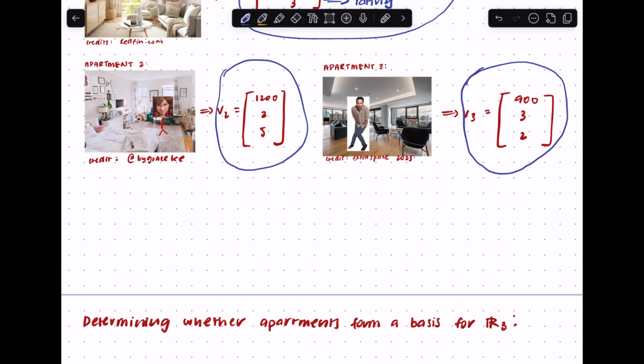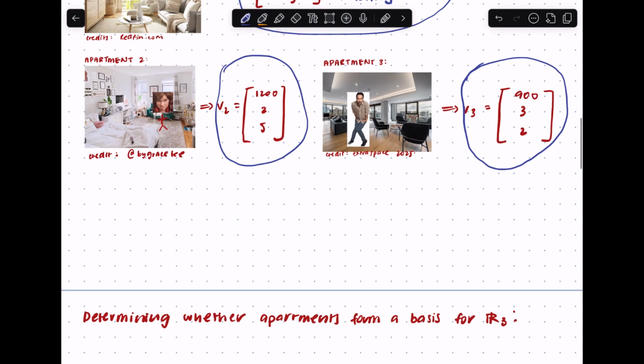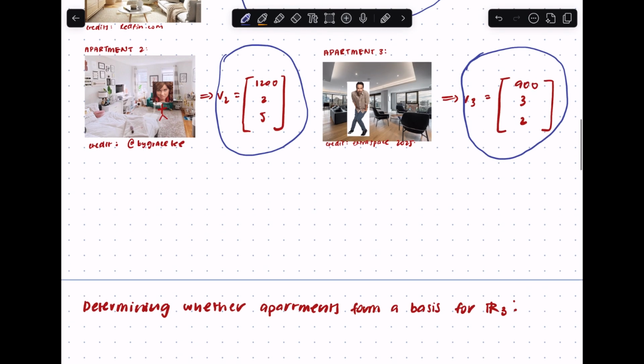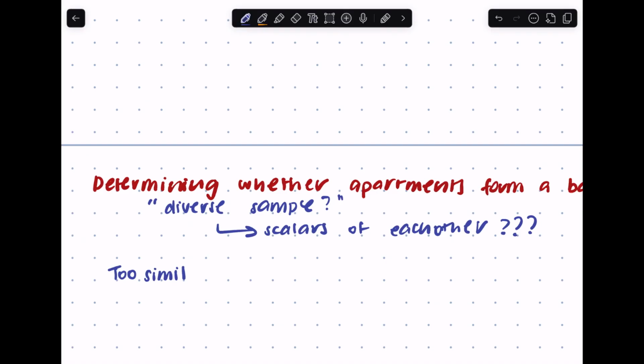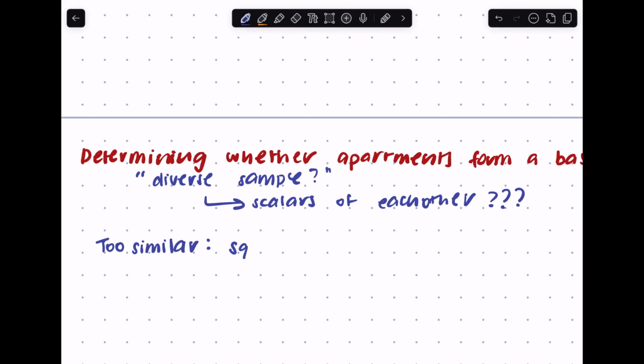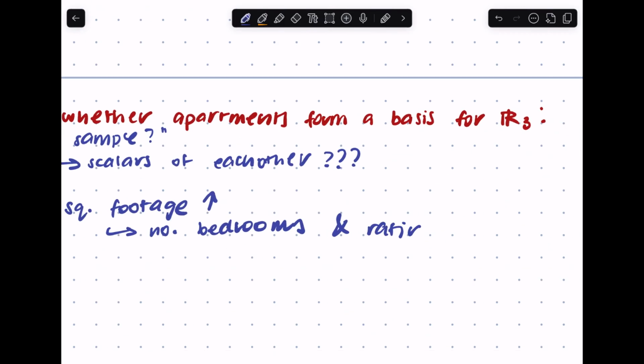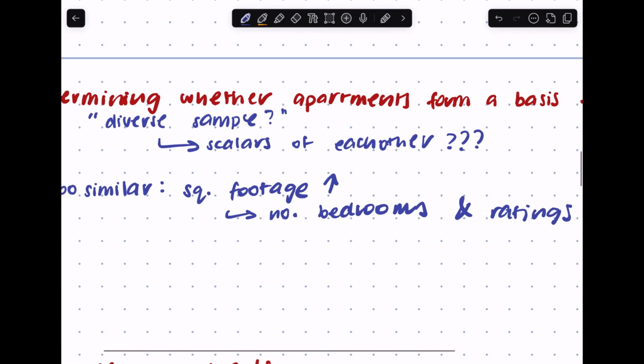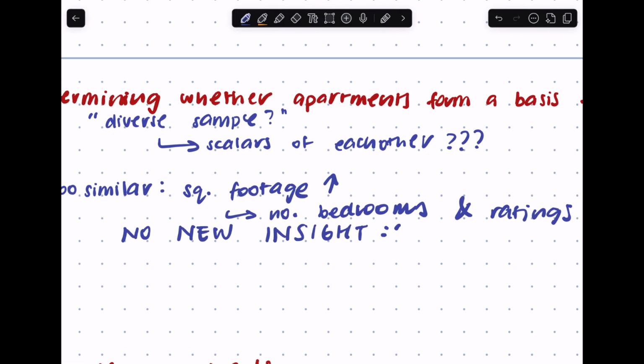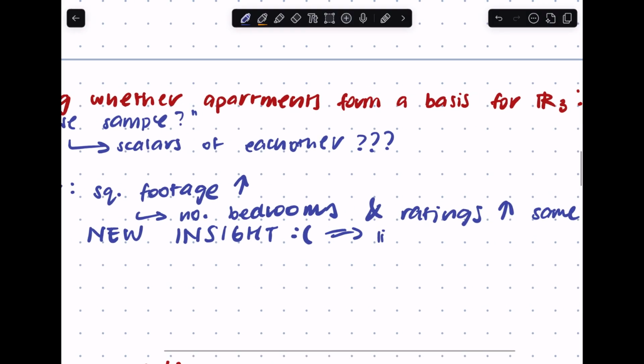Now, we want to determine whether these apartments form a basis for R3. In other words, is our sample of apartments a diverse sample, or are they just scaled versions of each other following a stable pricing trend? If they're too similar, for example, if every time the square footage increases, the number of bedrooms and neighborhood rating also increase in the same ratio, then we don't actually gain any new insight from them. In that case, the vectors are linearly dependent.